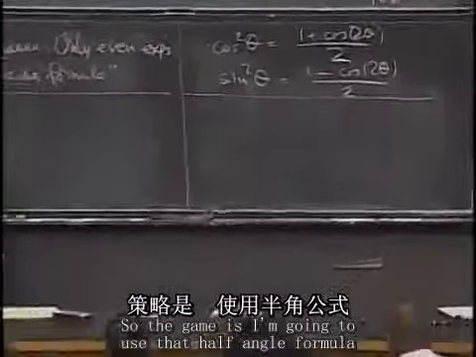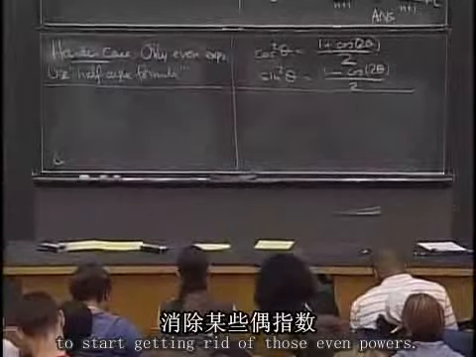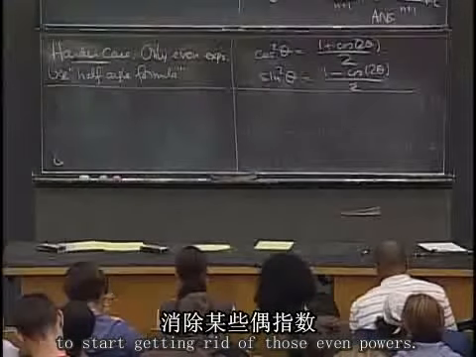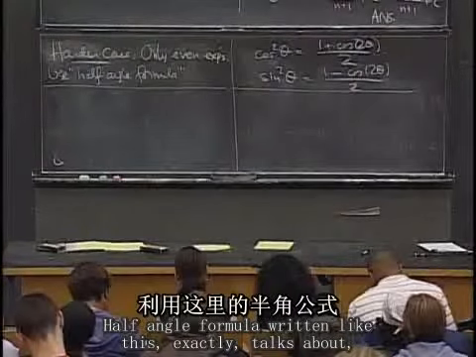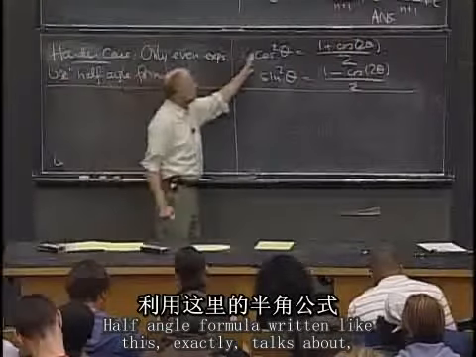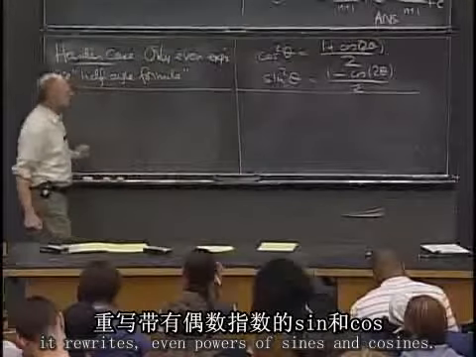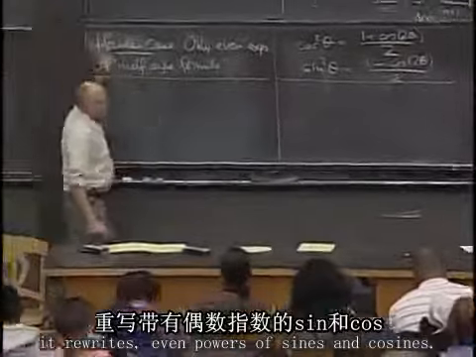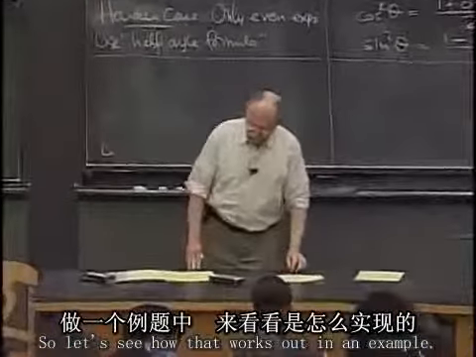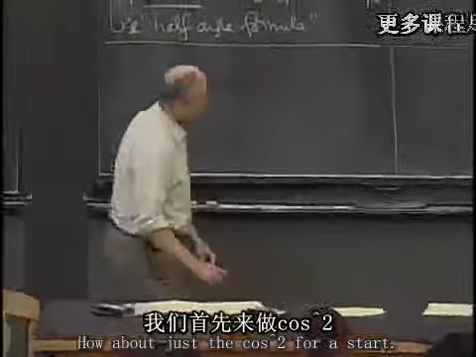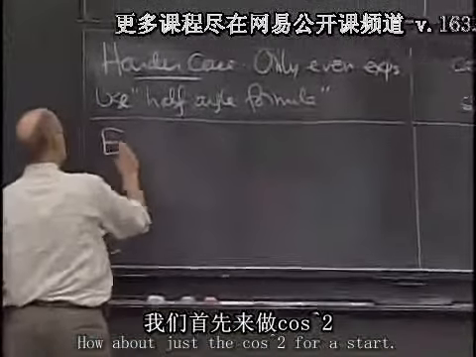Okay, so the game is I'm going to use that half-angle formula to start getting rid of those even powers. The half-angle formula, written like this exactly, rewrites even powers of sines and cosines. So let's see how that works out in an example. How about just the cosine squared for a start?